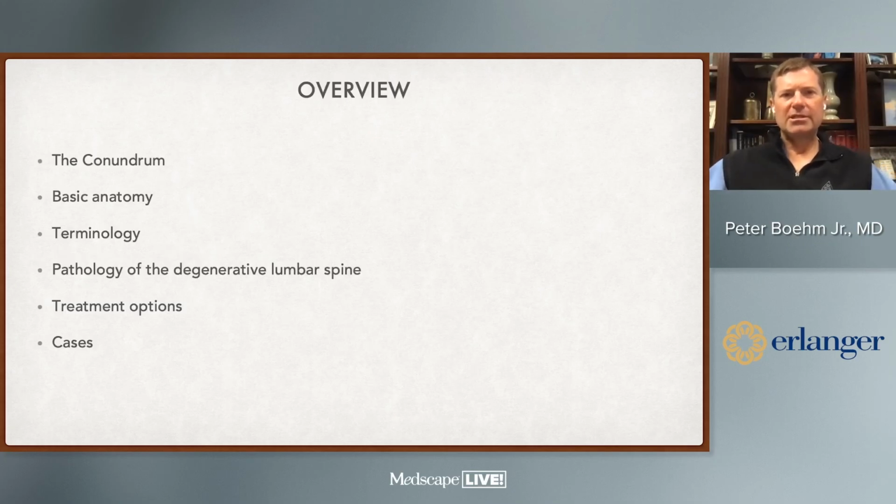From an overview of the presentation, I'm going to talk about what I call the conundrum of back pain. We'll look at some basic anatomy, both to review the anatomy, but also the anatomy is important from a pain generator standpoint. We'll also look at some terminology that I think is confusing from a patient standpoint, as well as what we say in our notes, as well as what's in the radiology notes. And I think it's important to understand exactly what some of these terms mean. We'll look at some pathology of the degenerative lumbar spine, as well as some treatment options, again, both conservative and more invasive and surgical. And then lastly, we'll tie it all together with a few cases to bring it home.